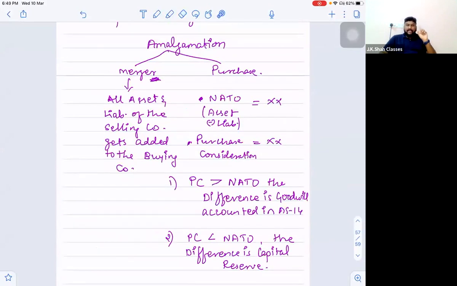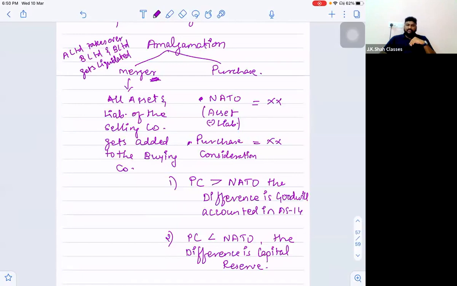Now, sir, amalgamation. Generally, what is amalgamation? One company takes over another company, and the existence of the other company will be no more. Means A Limited takes over B Limited, and B Limited gets liquidated. That is one way of amalgamation.